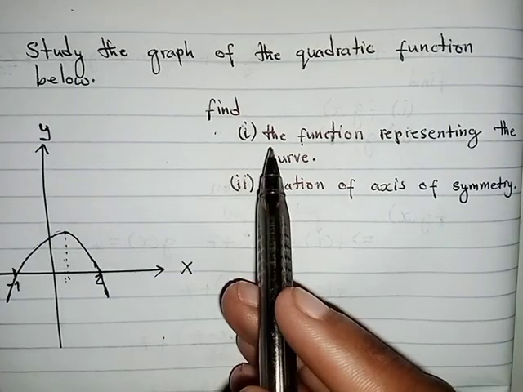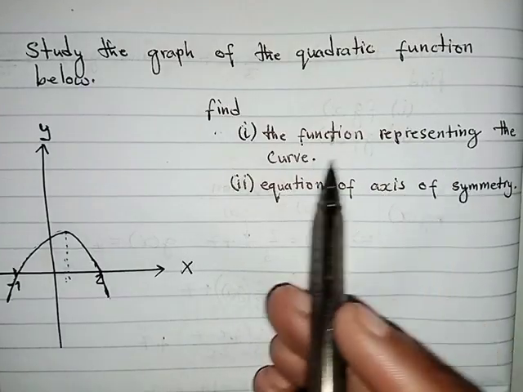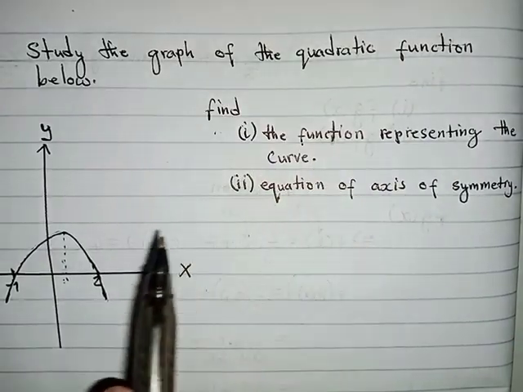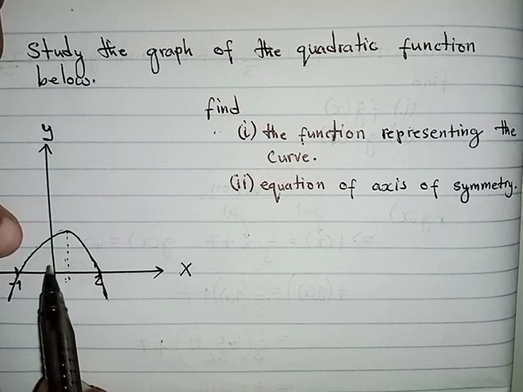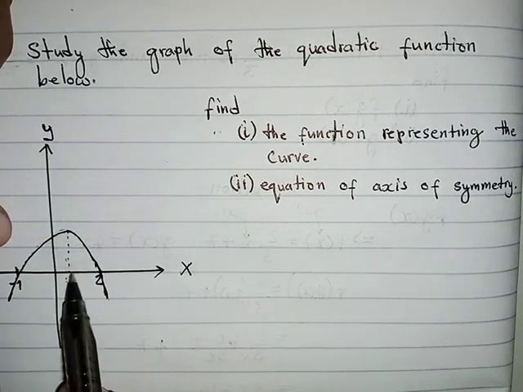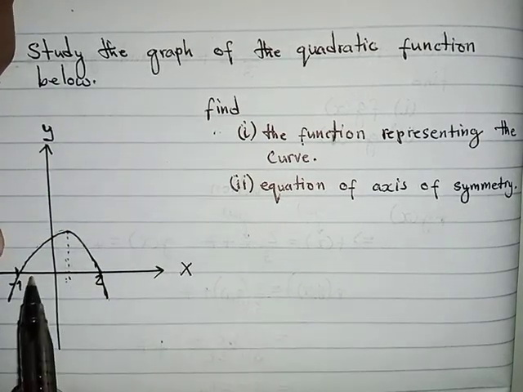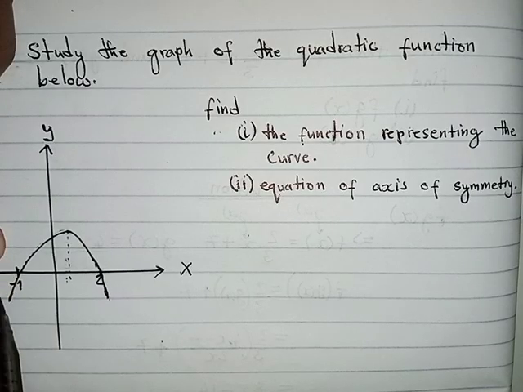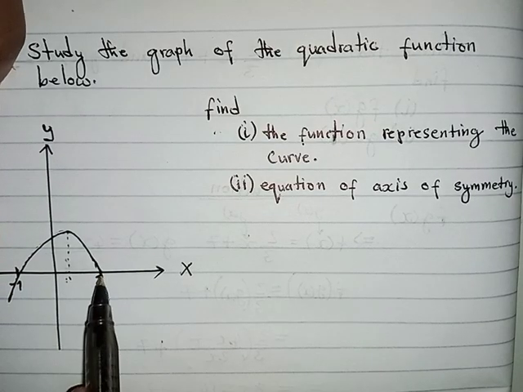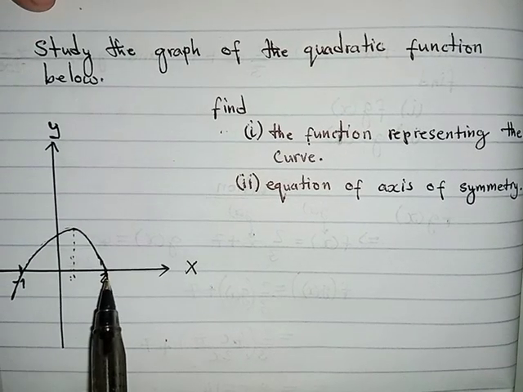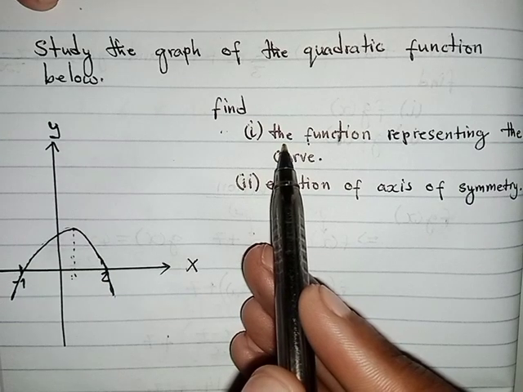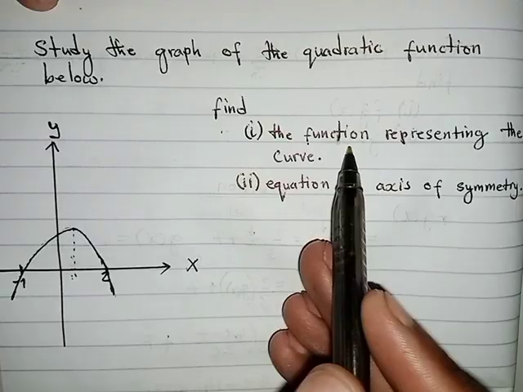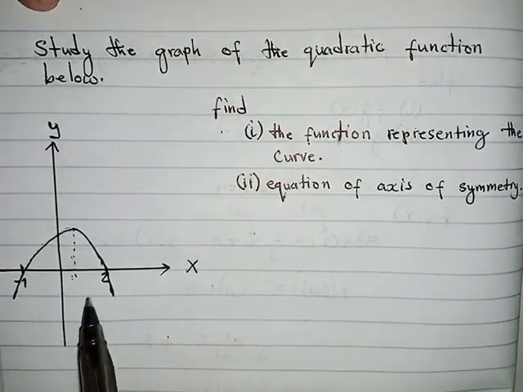So to respond to the first question, the function representing the curve. As we can clearly see here, our curve is cutting +2 on the x-axis, and it is also cutting -1 on the x-axis. So let us get to the two values where this curve is cutting the x-axis. We are responding to the first question. We should find the function representing this curve.